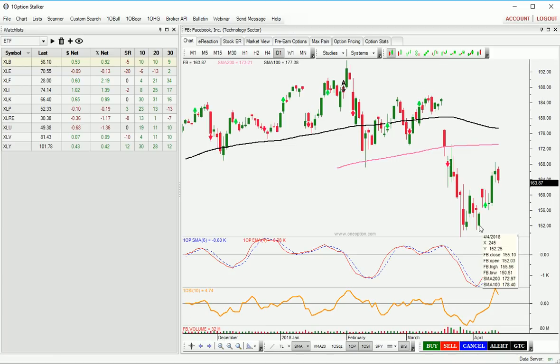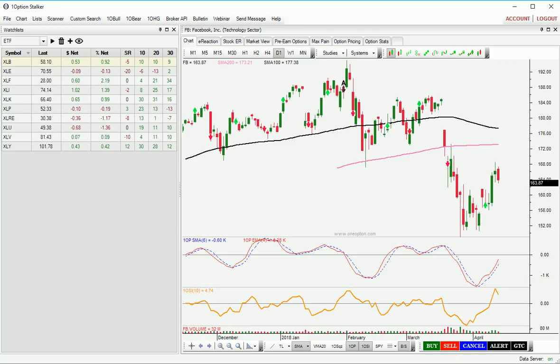Facebook coming up, a little bit of relative strength here. It's been weak relative to the market, so I would say probably not my first choice given this decline. It's below the 200-day moving average. It's below horizontal support, so that would not be my first choice.